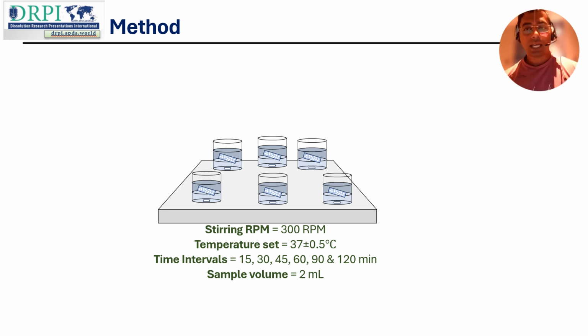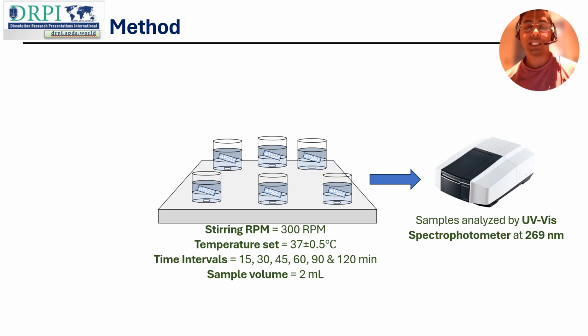At predetermined time intervals, a 2 ml sample was taken from these dissolution medias, and this study was continued for a period of 2 hours. The samples taken were next analyzed using UV spectroscopy at a lambda max of 260 nanometers, which corresponds to the lambda max of pioglitazone. The absorbance values were next mapped, and the release profile of the drug in the respective media was obtained.